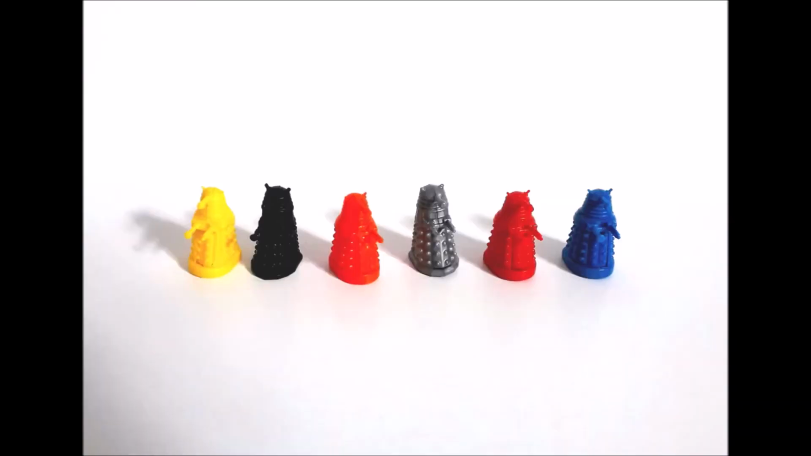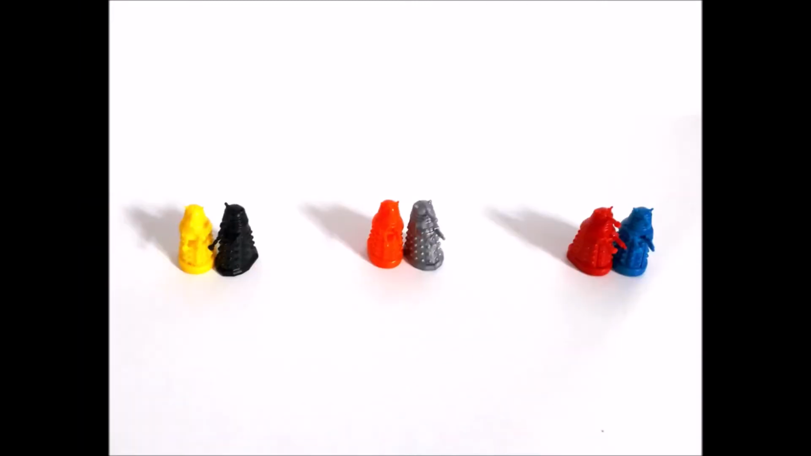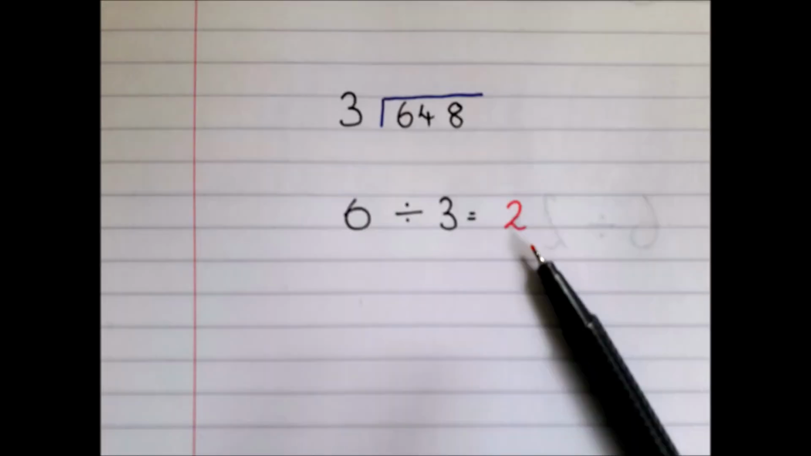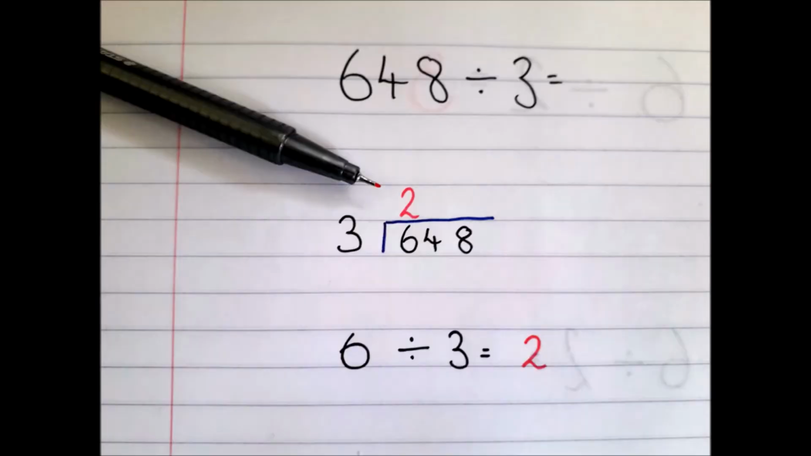Here's our 6 Daleks again, and this time we are going to put them into 3 equal groups. As you can see, in the 3 groups there are 2 Daleks in each group. So we can write down that 6 divided by 3 equals 2. This 2 here we want to write on the top of our bus stop above the number 6.